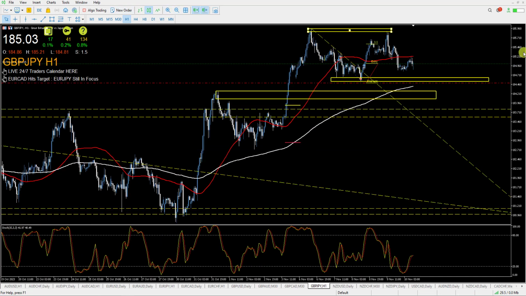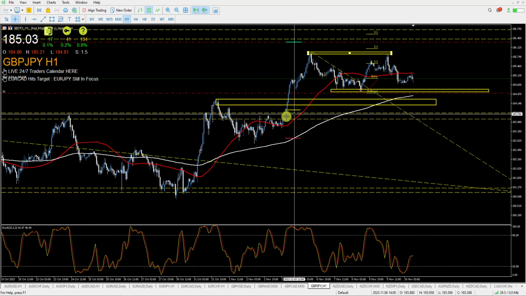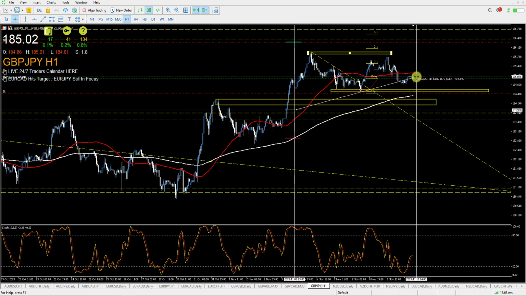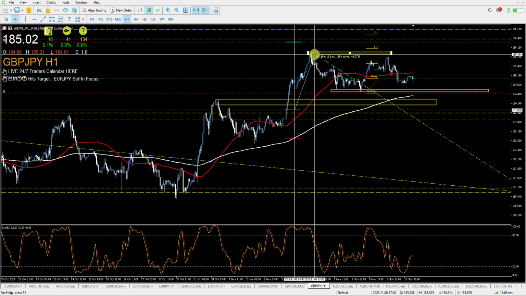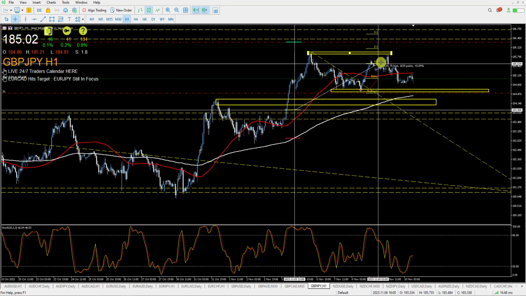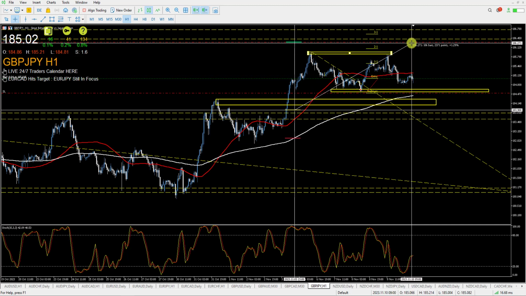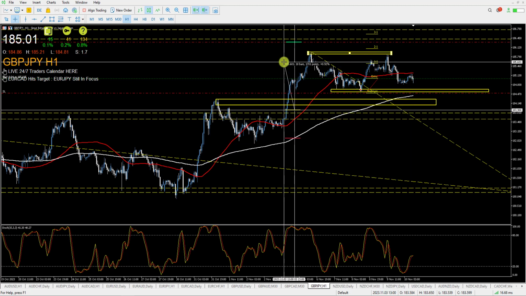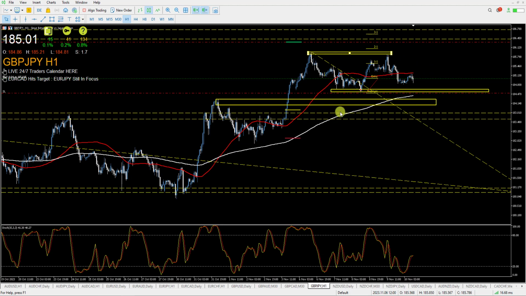If you still have the original position on as well, which is actually down through here at 183.90, you're up about 117 pips. You were up about 200 pips. Price has since kind of come back, but the overall target was up at 186.30, which was a 240 pip target. So there is still potential for that.